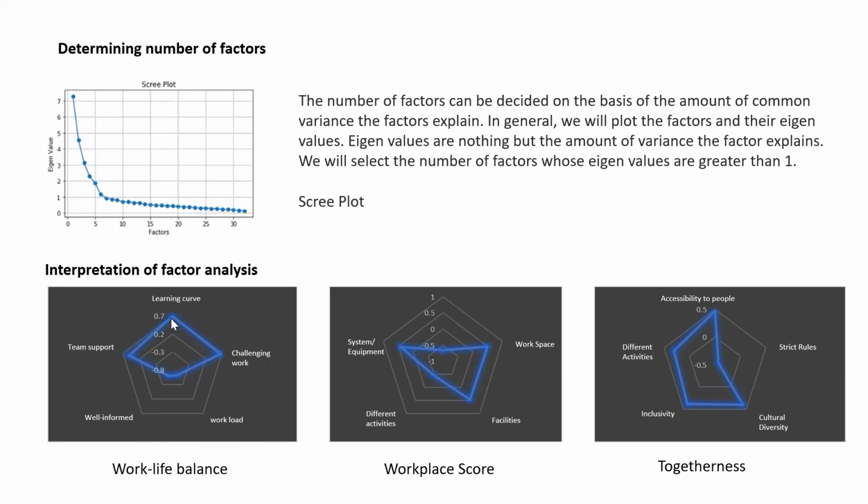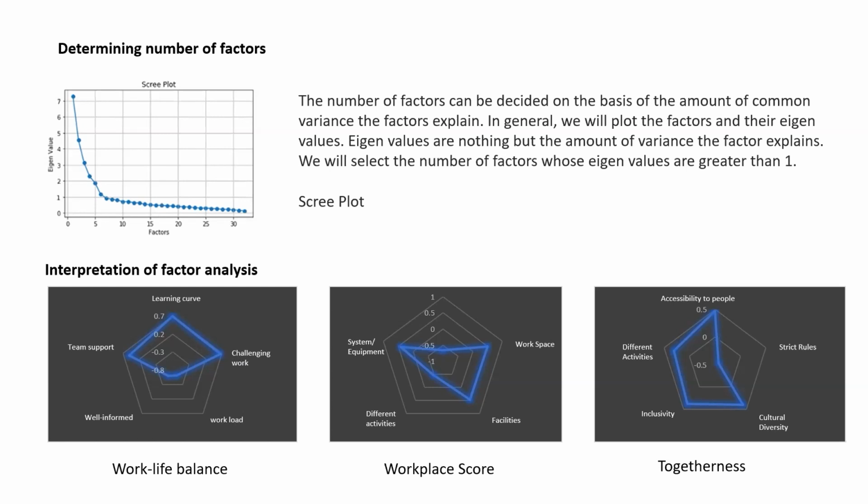Obviously, the key variables out of it were learning curve, challenging work, and team support. So these were the three key variables that were driving this factor. That's why I named it something related to work-life balance. You are able to see team support, and the work is not challenging, so something that hints towards a work-life balance. That's how I will interpret this particular factor in the data.